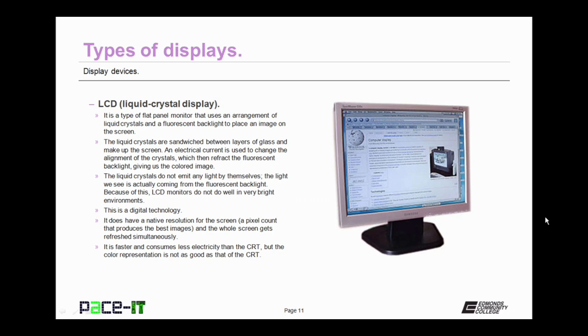Because of this, LCDs do not do very well in bright environments. LCDs are a digital technology. Now, LCDs do have a native resolution for the screen. That is a pixel count that produces the best image. You can change the resolution, but you run the risk of distorting the image. With an LCD, the whole screen gets refreshed simultaneously, not line by line. LCDs are faster and consume less electricity than CRTs, but the color representation is not as good as the CRT.